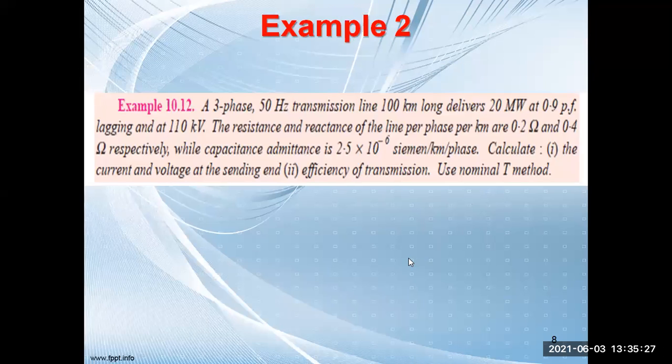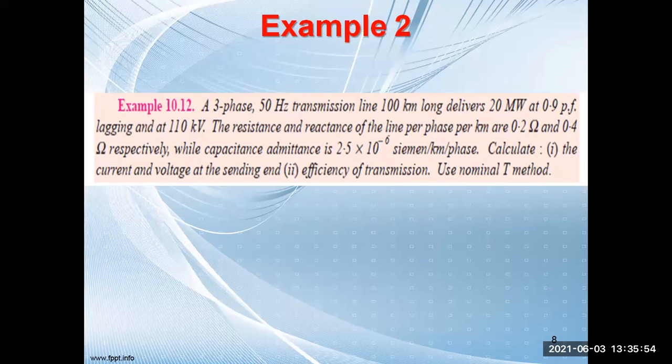Next problem is a three-phase 50 Hz transmission line, 100 km long, delivers 20 megawatt at 0.9 power factor lagging at 110 kV. The resistance and reactance of the line per phase per kilometer are 0.2 ohm and 0.4 ohm respectively, while capacitive admittance is 2.5 into 10 to the power minus 6 Siemens per kilometer per phase. Calculate the current and voltage at the sending end, efficiency of transmission, use nominal T method.